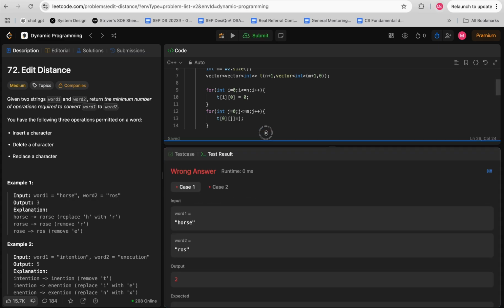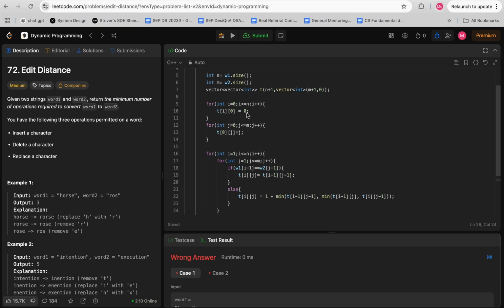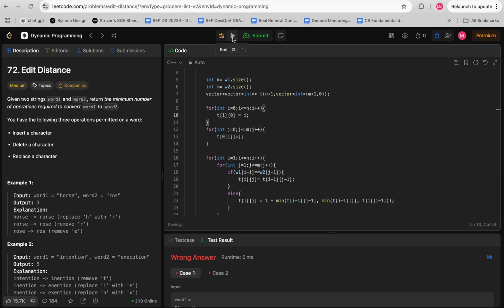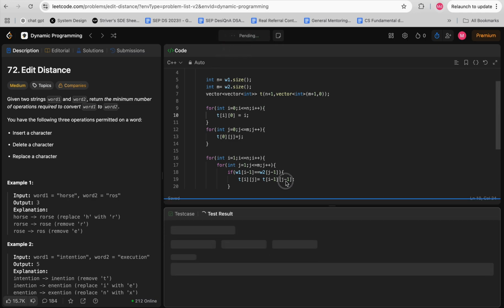Okay, I think we have done it. It will be i. So whatever string we are getting, that will be equal to that one.